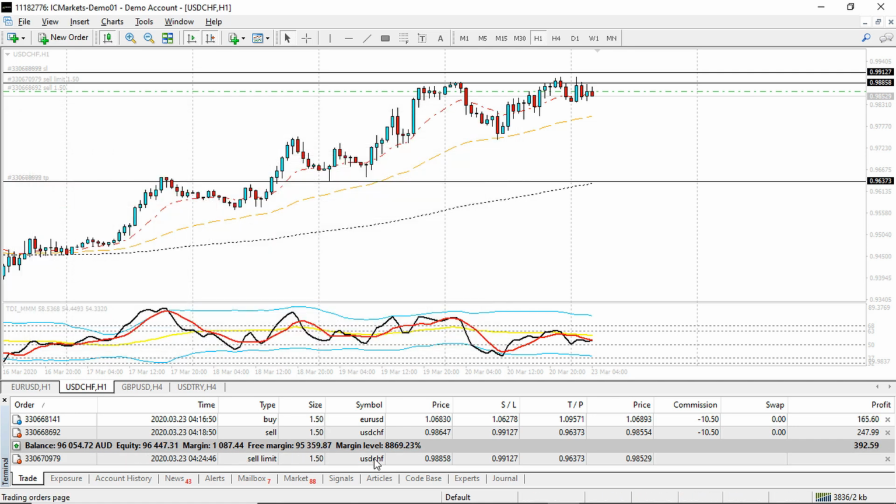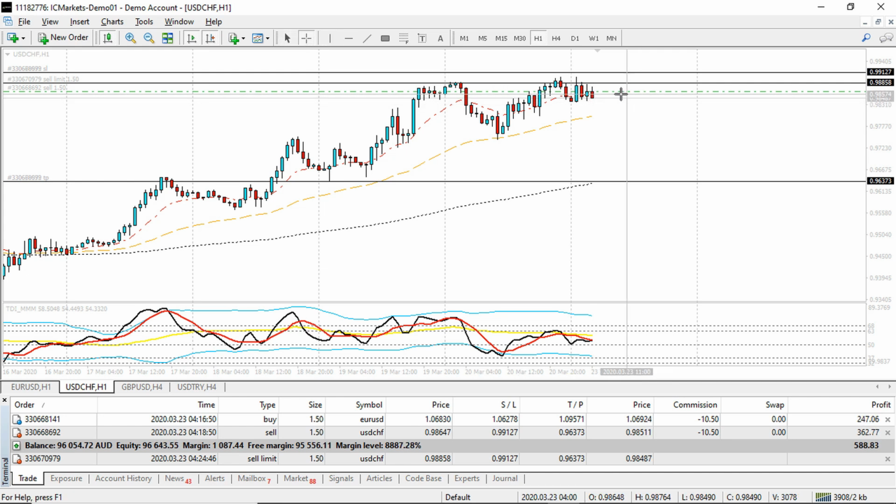So over here in our terminal, we can see a sell limit order has been placed on $CHF using 1.50 lot size at 0.98858 price, with a stop loss of 0.99127 and a take profit of 0.96373. So this is where our sell limit order is. Now the advantage of the limit order over the pending order is most of the time it helps you reduce the amount of stop loss you are going to use.